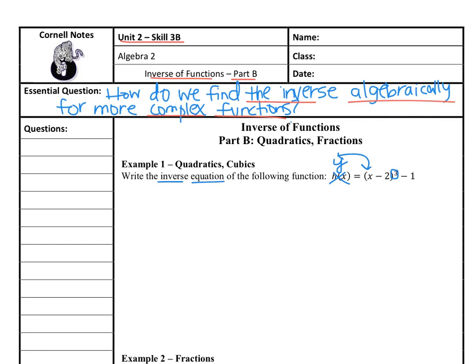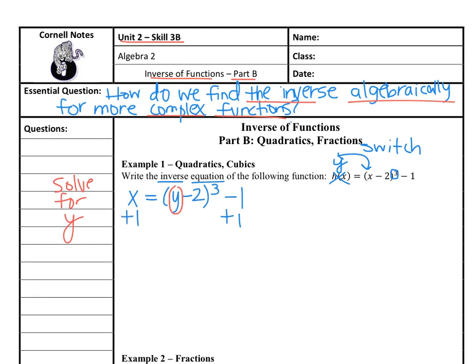So after we switch the x and the y, we're going to rewrite this as x equals y minus 2 to the third power minus 1. Okay, and we're still solving for y. So if I want to get y by itself, we have to start moving everything away from it to the opposite side of the equation.